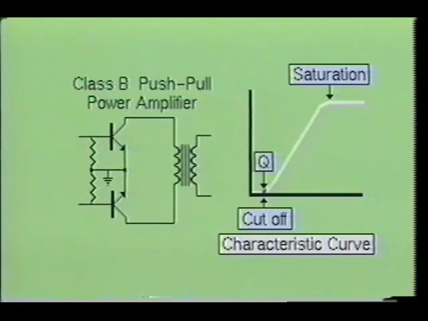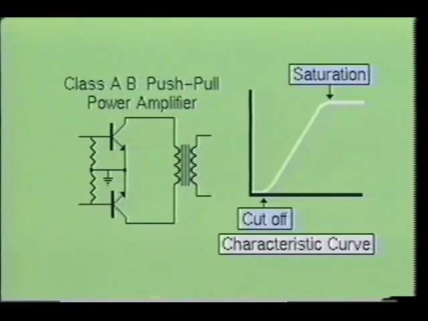It is possible to bias two transistors in a push-pull configuration somewhere between the Class A and Class B bias points. These amplifiers are called AB amplifiers. The Class AB amplifier is less efficient than the Class B and more efficient than the Class A amplifier. At the same time, they have less distortion than Class B amplifiers and more distortion than Class A amplifiers.